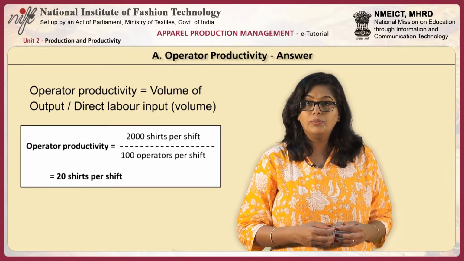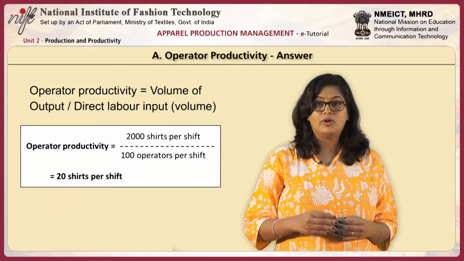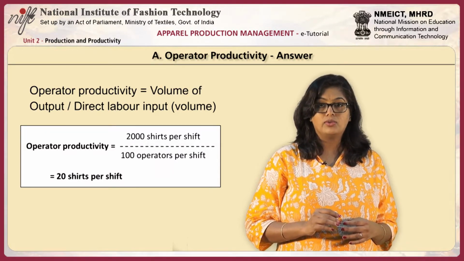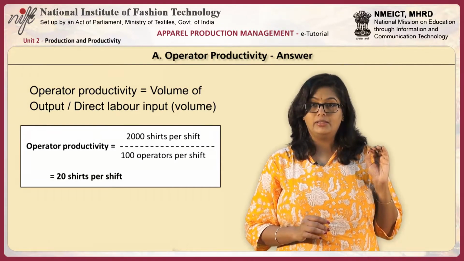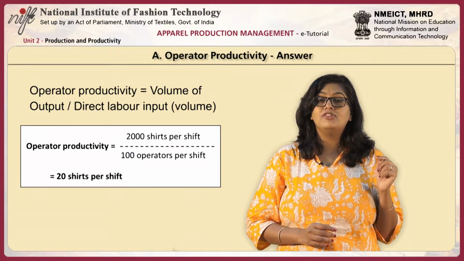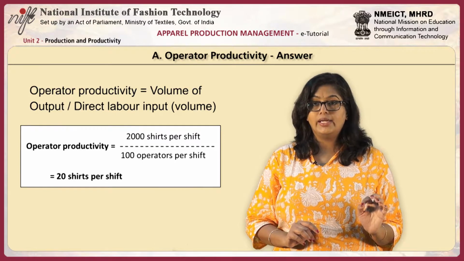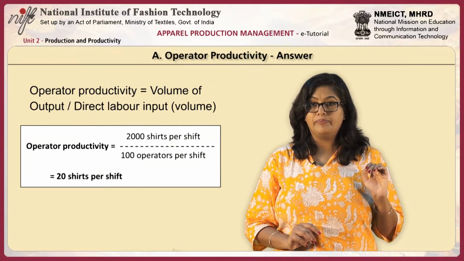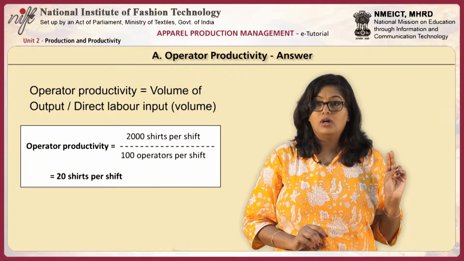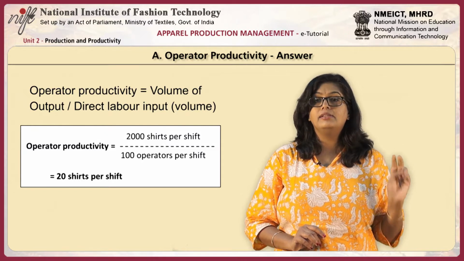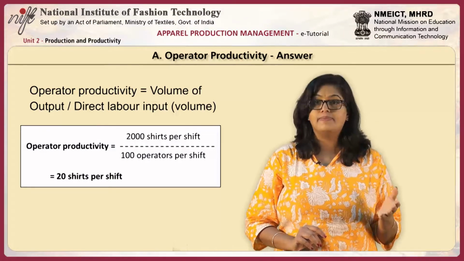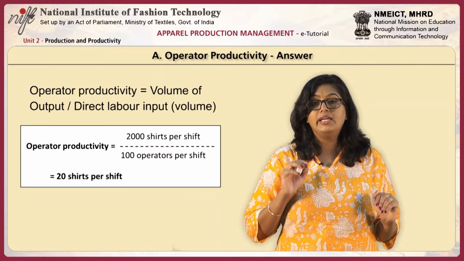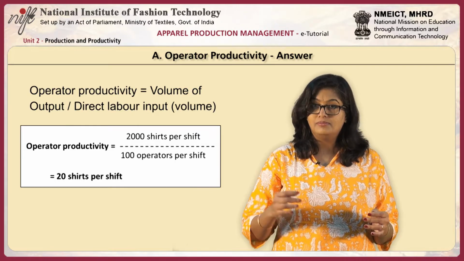Can we try and review the answer now? Hope you guys have calculated. Let me help you out. The calculation of productivity based on the above data can be done as follows. The first being operator productivity. How is it calculated? Let us reiterate the formula. Operator productivity is calculated based on volume of output divided by direct labor input. So, we have volume of output, that is 2000 shirts, divided by direct labor input, which would be 100 operators per shift. So, the answer being 2000 by 100. Operator productivity is 20 shirts per shift. Did you guys get it right?